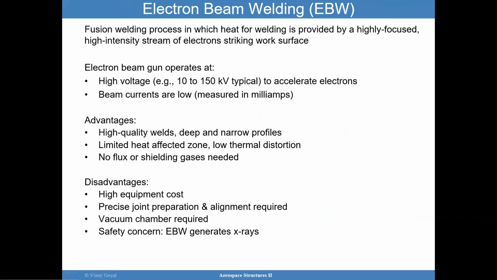You also have the idea of electron beam welding. It's a fusion welding process in which heat for welding is provided by a highly focused, highly intense stream of electrons striking the working surface. The electron beam gun operates at high voltage to accelerate electrons, and beam currents are typically low, measured in milliamps.